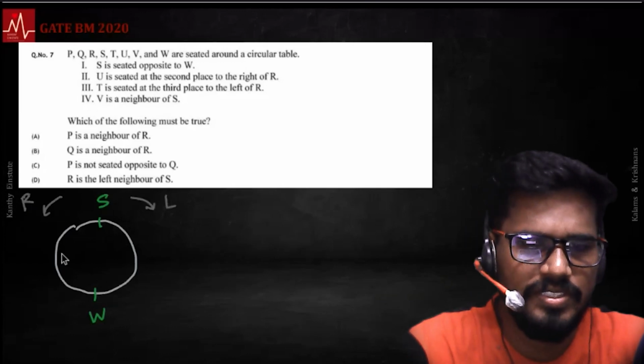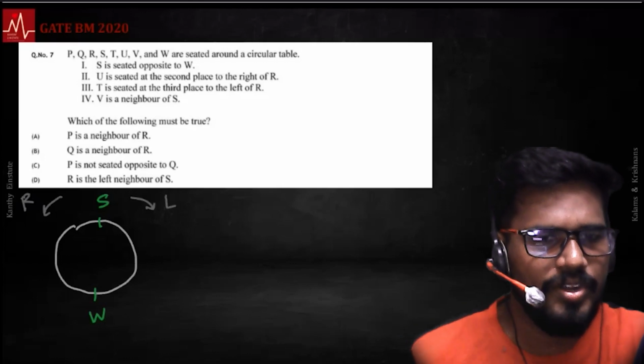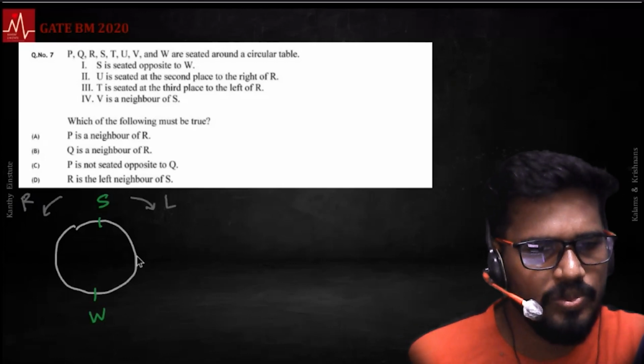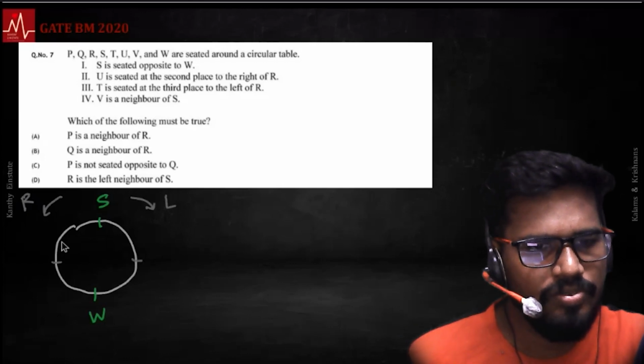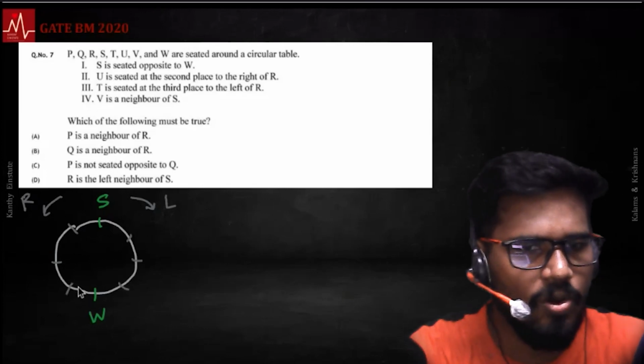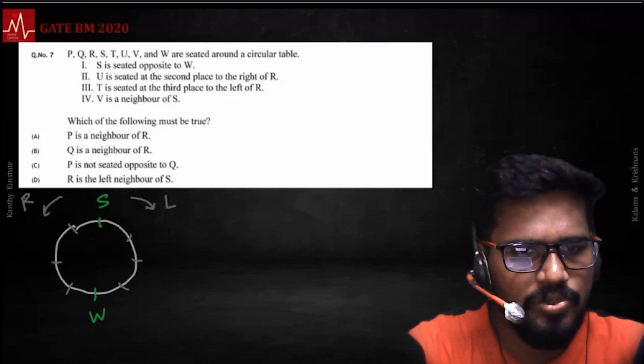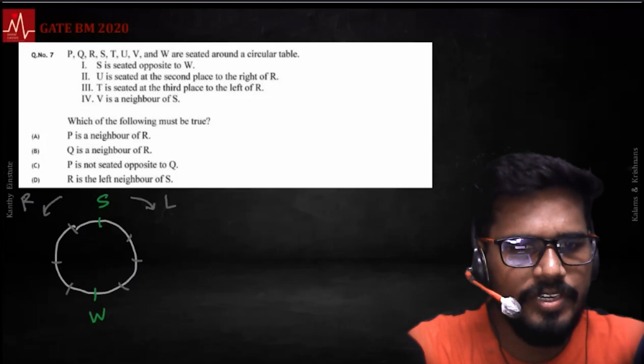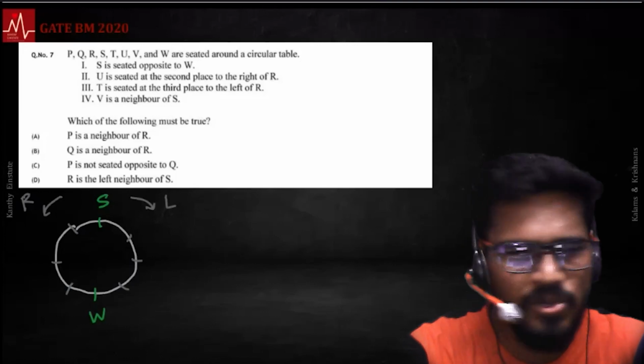You were seated at the second place to the right. How many of them are here? 1, 2, 3, 4, 8 people. So 1, 2, 3, 4. Then 1, 2, 3, 4. All these spots need to be occupied, and I suppose there aren't any gaps. Seated without gaps around a circular table. Let's presume that and move on.